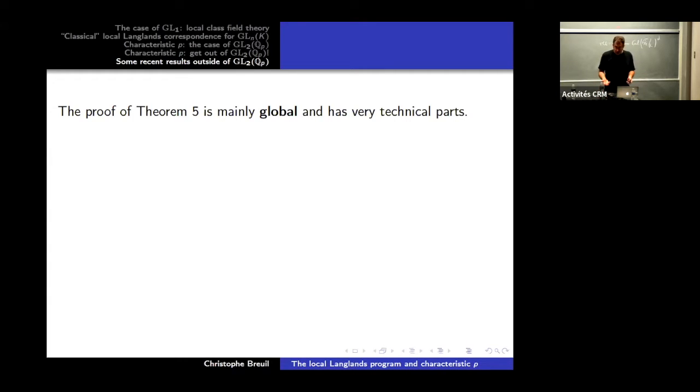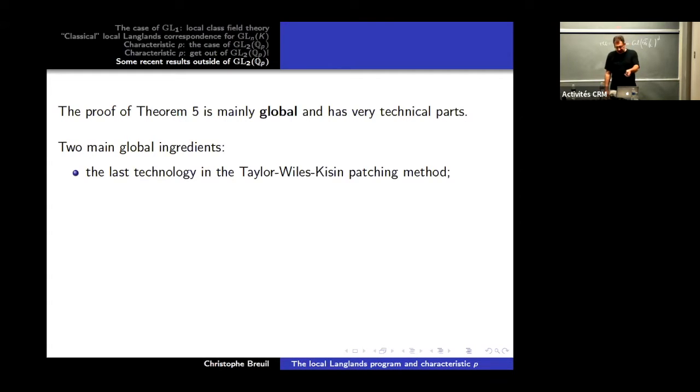So the proof is mainly global, as I said, and it has very technical parts, but there are two main global ingredients. The first is the last technology in the Taylor-Wiles patching method. So we push them as far as we can and as we need. And the second is we use the self-duality of the étale H1 of Shimura curves.